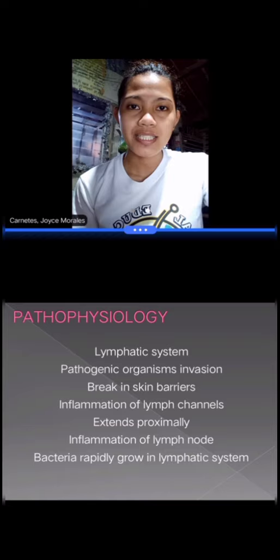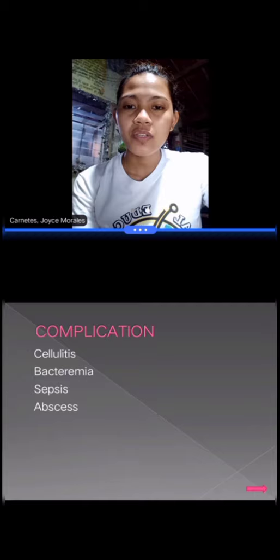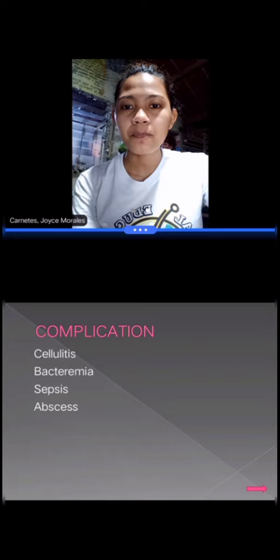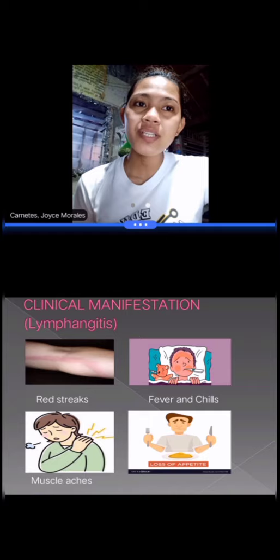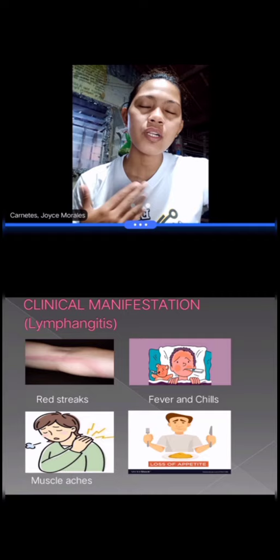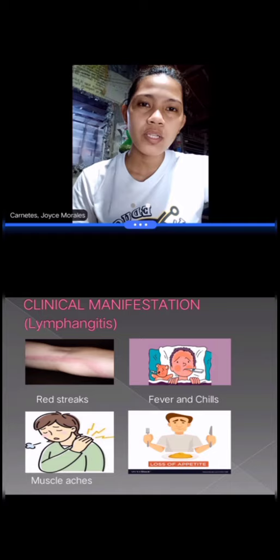So the complications will be cellulitis, bacteremia, sepsis, as well as abscess. The clinical manifestation for lymphangitis is a red streak. In the affected area nearest to the lymph nodes, it will be tender and warm. It will be red, swollen, and painful.